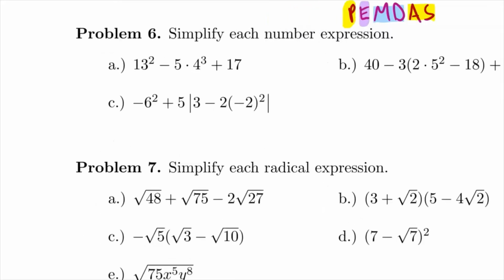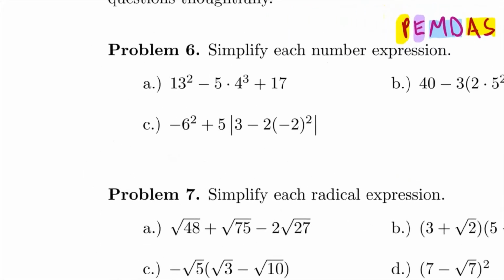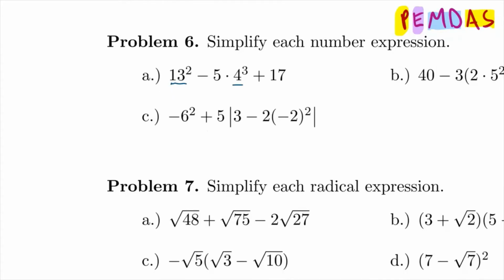In our first example, there are no parentheses, there are no grouping symbols, so I'm going to start by applying the exponents. 13 squared is 169, and 4 cubed is 64. And next, I need to multiply. 5 times 64 is 320.